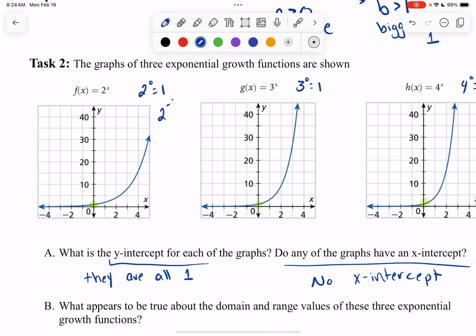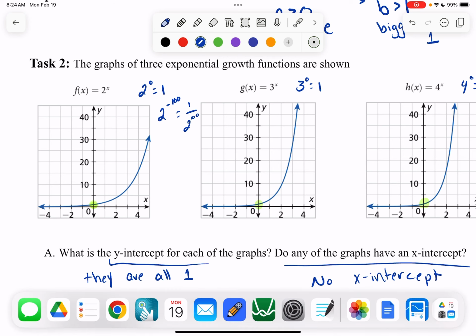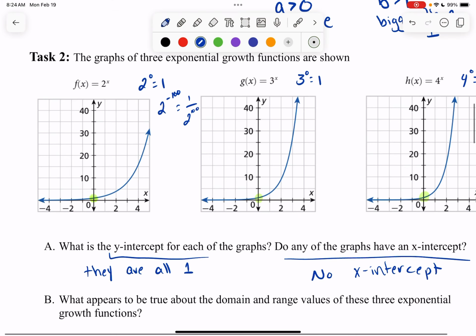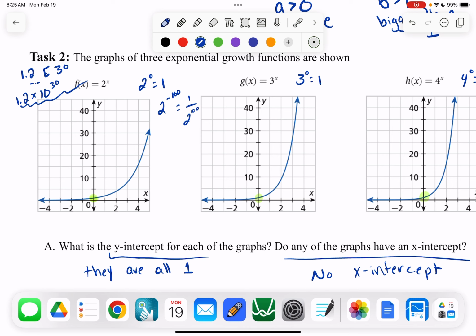If I take 2 to the negative 100, that's going to be 1 over 2 to the 100th. 2 to the 100 is 1.2 e to the 30. This is what the calculator gives, 1.2 and a bunch of stuff, e to the 30. That is 1.2 times 10 to the 30th. So that means there are 30 places, so this is like a 1, 2, followed by like 30 zeros. So it's huge, but it's not quite 0. It's just a really, really tiny fraction, infinitesimally small.